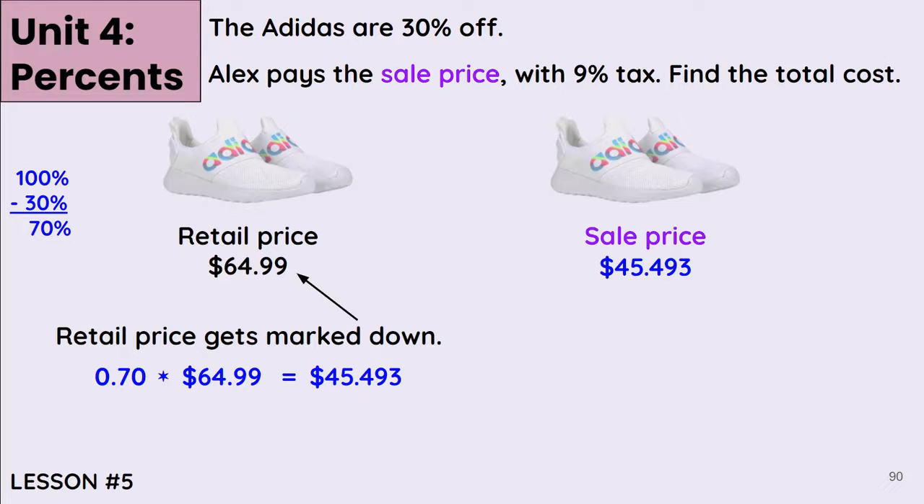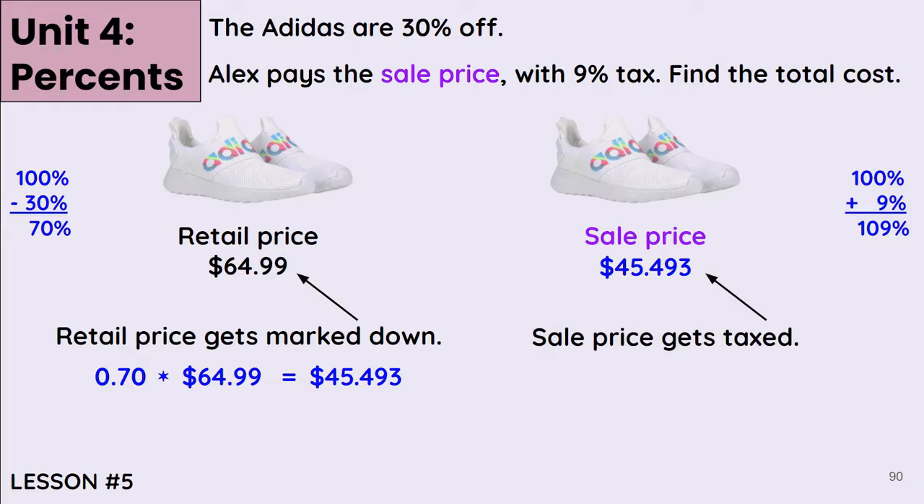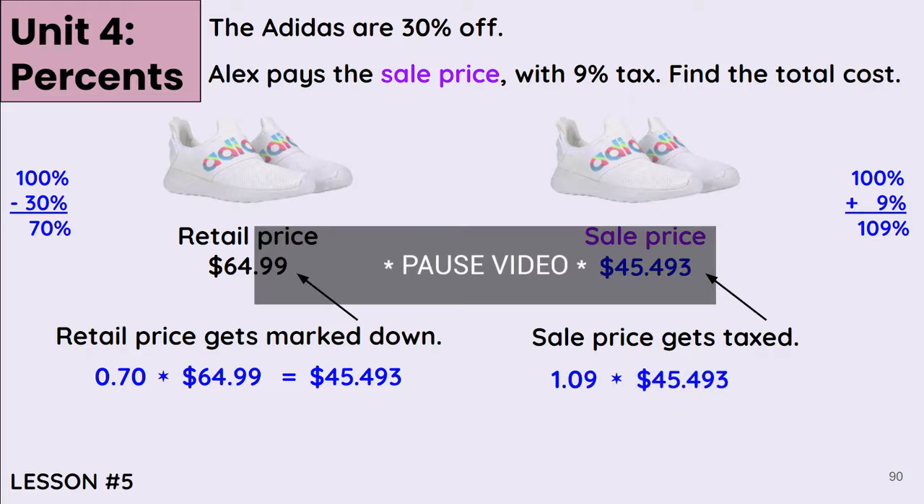So Alex has to pay that sales price with 9% tax. So Alex is going to have to pay 100% of that and 9% extra. That's 109%. So go ahead and calculate 1.09 times that unrounded price.